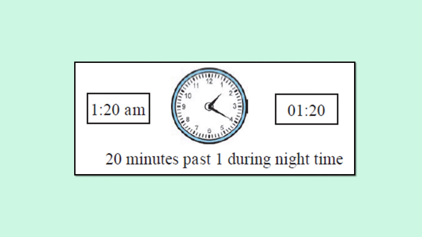See, if we see this example, 20 minutes past 1 during night time. So during night time, we consider it as AM. So on the left hand side, the time indicates in 12 hours clock, that is 1:20 AM. Correct. On the right hand side, it also again indicates as 1:20. In 24 hours clock, we will not specify or mention AM and PM.